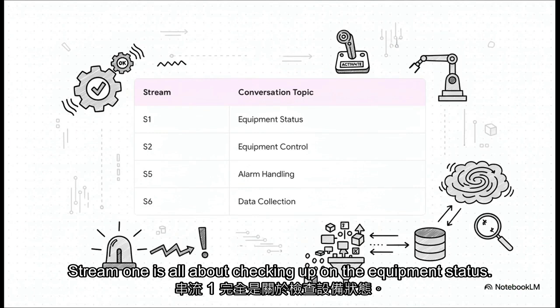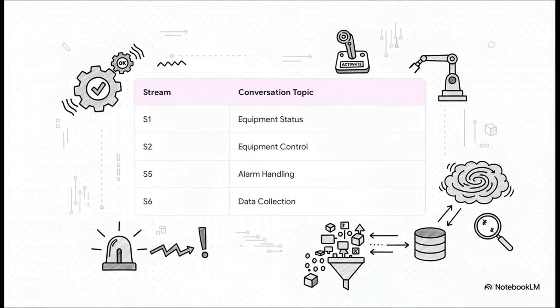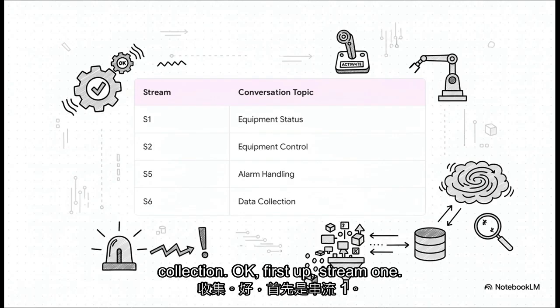Stream 1 is all about checking up on the equipment status. Stream 2 is for direct control. Stream 5, that's for handling alarms. And Stream 6, which is just incredibly powerful, is all about flexible data collection.